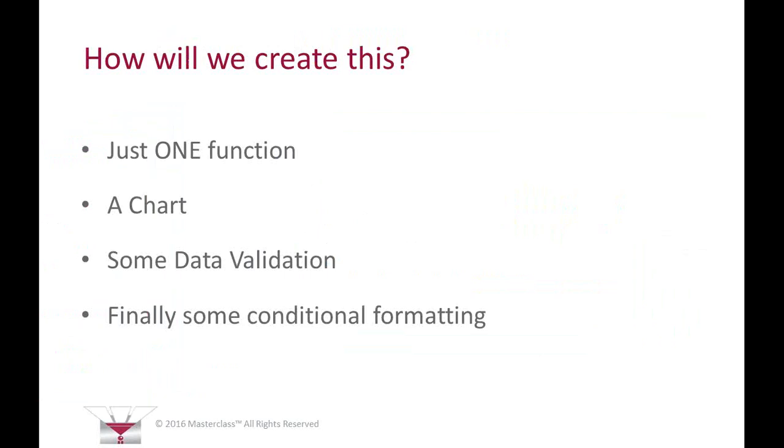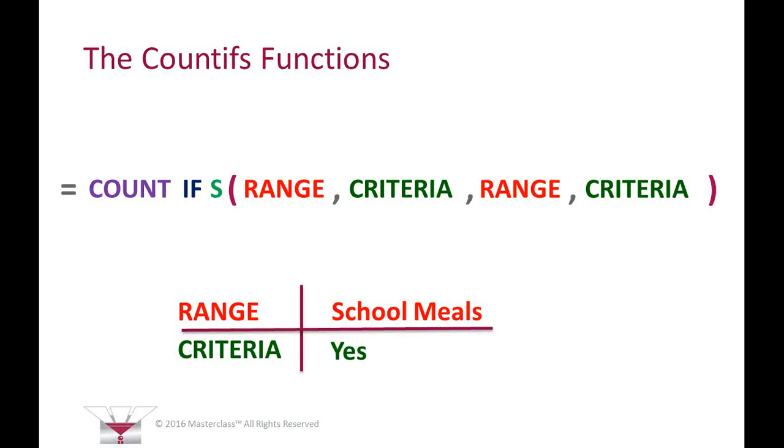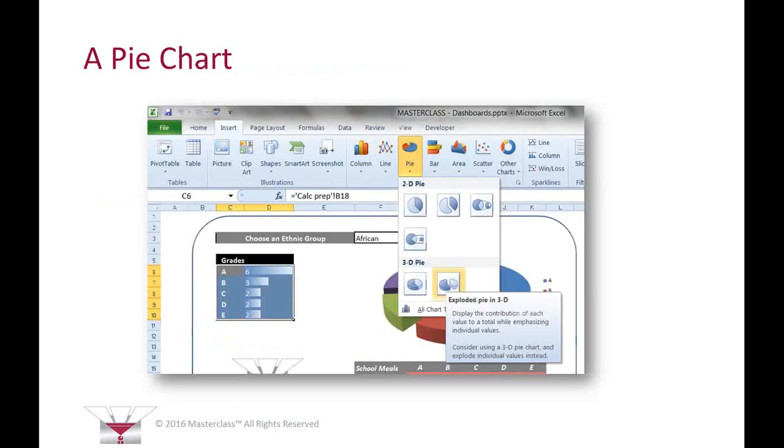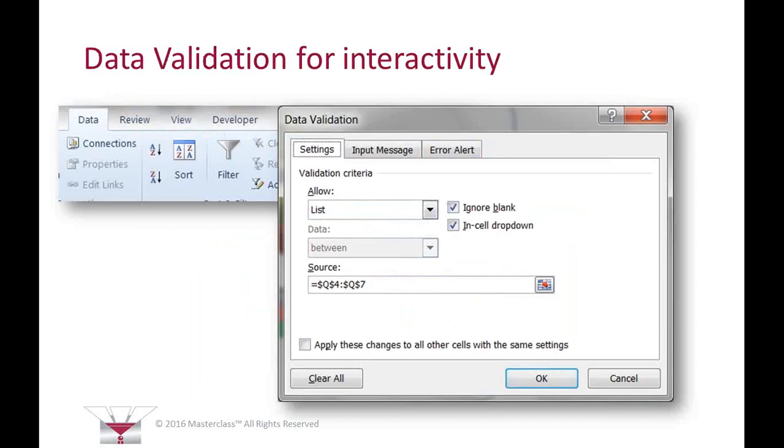Right, so in all of what I've done so far, there is really just one function, the COUNTIFS. A chart, some data validation, and conditional formatting. Here's how I did it. The COUNTIFS function in itself, so you go equals COUNTIFS in the plural, and then you have range, so meals, and then criteria, yes or no, and then grades, A, etc. To pop in the pie chart, I just went Insert and Pie, and I went for a 3D exploded pie. And to do the data validation, I just went to the Data tab, and I chose Data Validation.